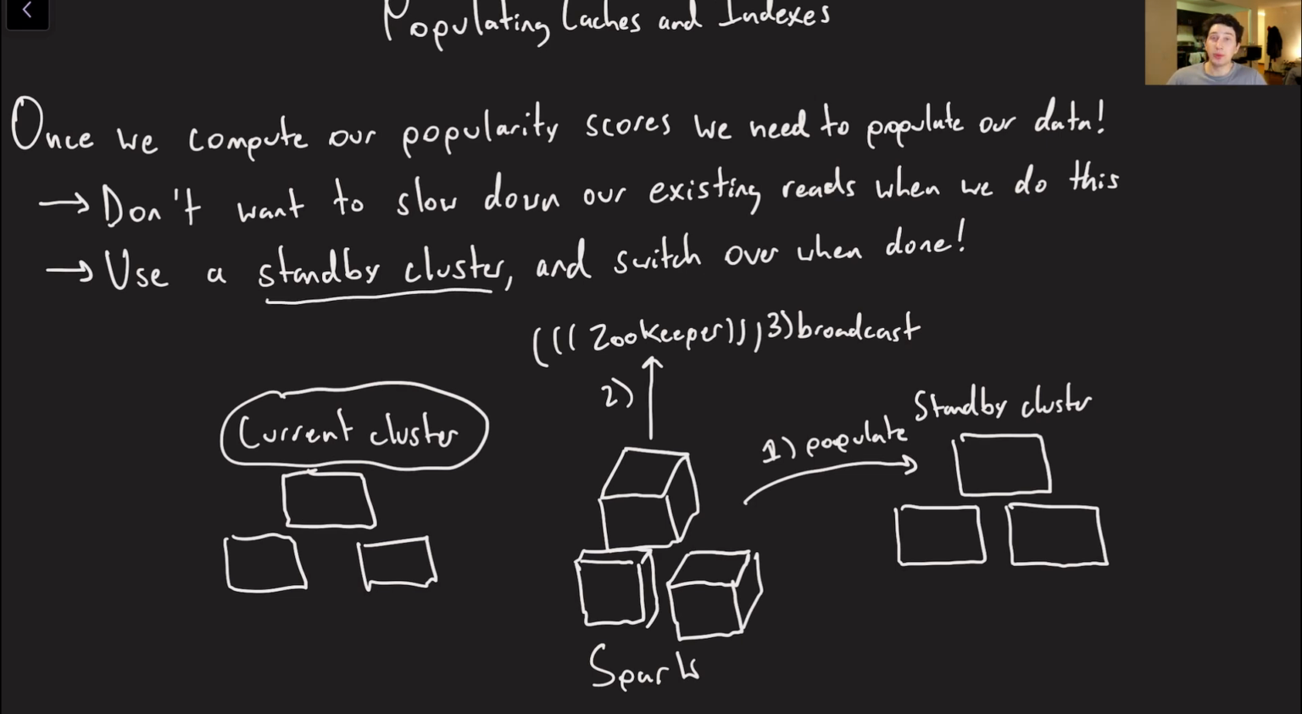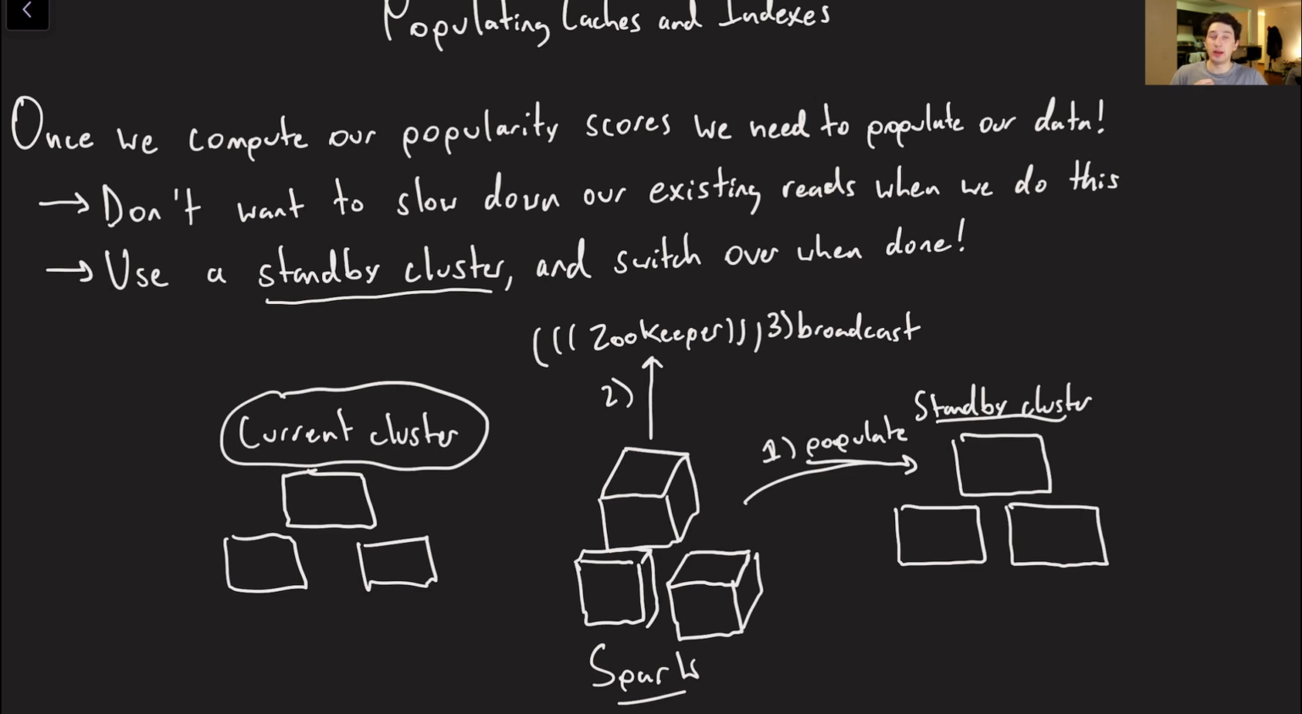So ideally, what we could do instead is have some sort of standby cluster. Now, we don't have to have this provisioned at all times, but maybe 30 minutes before our batch job runs, you provision a bunch of EC2 instances or something like that, depending on what platform you're actually using here. And then the first thing that you're going to do is populate them from Spark, right? So you're going to add stuff into your standby cluster.